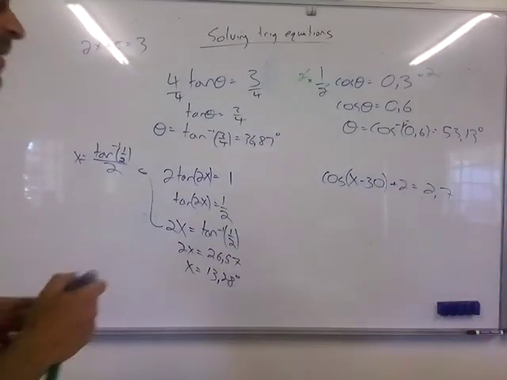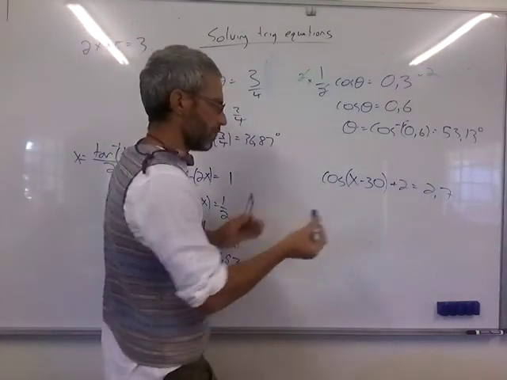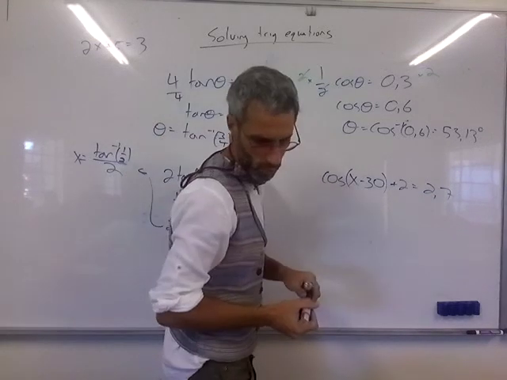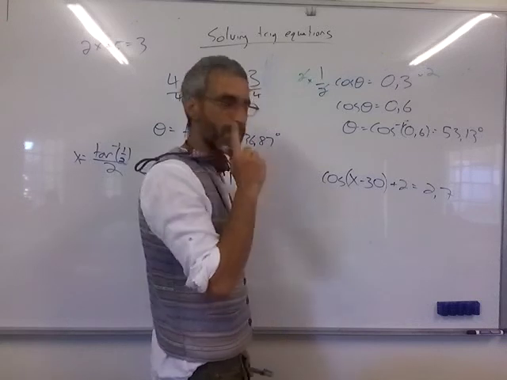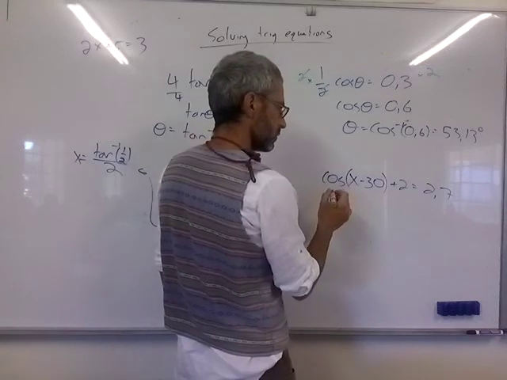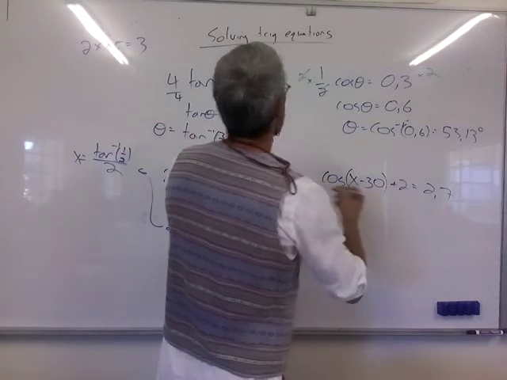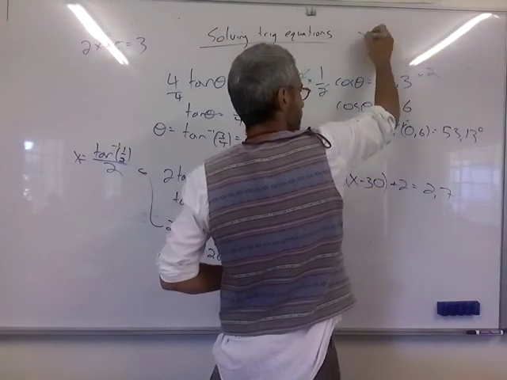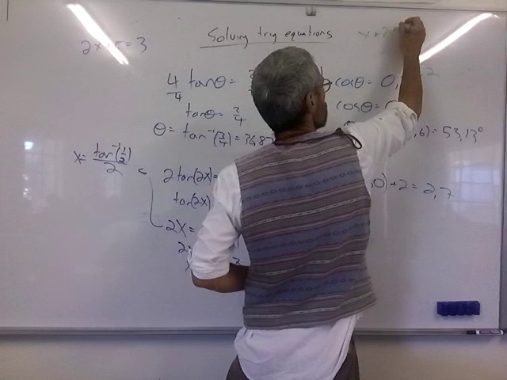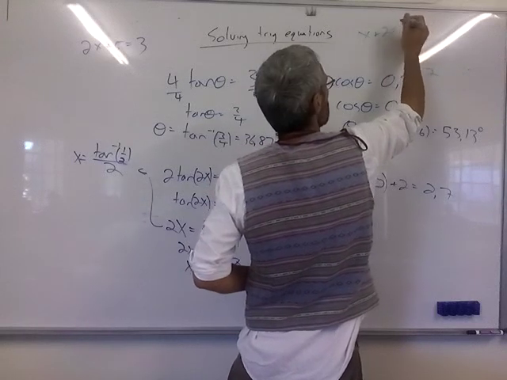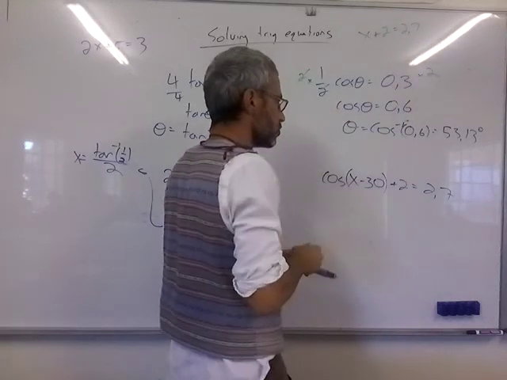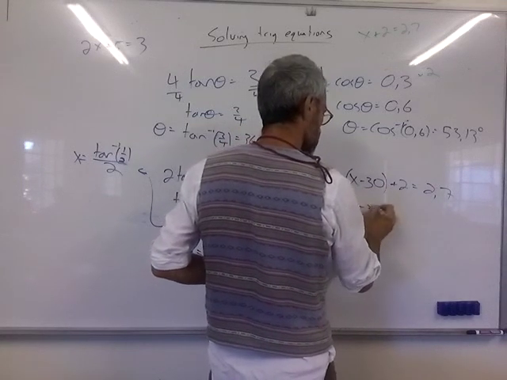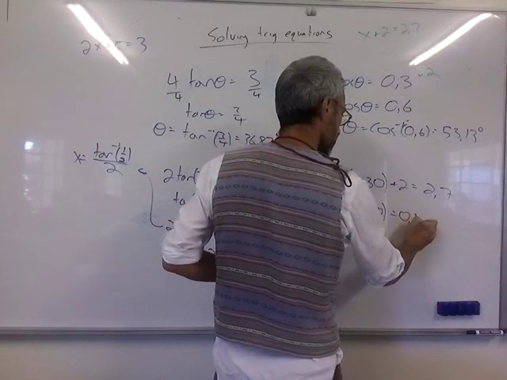Right, last one. I did the most difficult one for you. Cosine of (x minus 30) plus 2 equals 2.7. Yeah, what do you reckon? Minus 2. Correct. Just like if I have an equation, x plus 2 equals 2.7. The first thing you'll do is move the 2. So we're going to do minus 2. So we're going to write cosine of (x minus 30) equals 0.7.